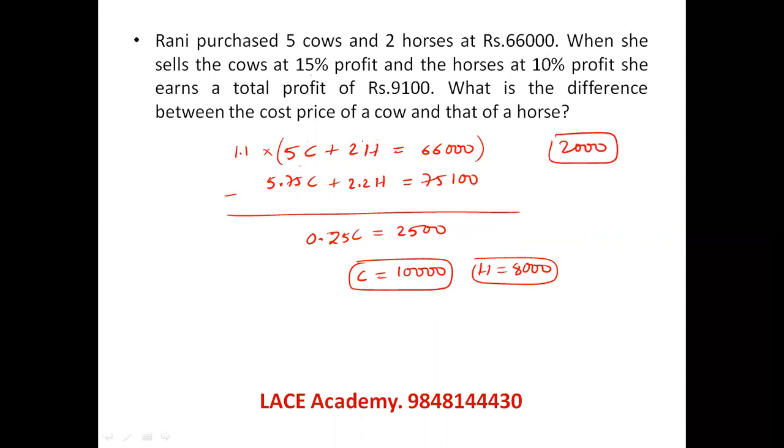Simply make these two variables. I just multiplied here by 1.1 so that the horses can be equal. Or you can also do it like this: you can multiply with 1.15. But multiplying with 1.15 versus 1.1, the 1.1 multiplication is easier. So the horses become equal. I just subtracted this from this, and I got the equation. Now let us see the next question.